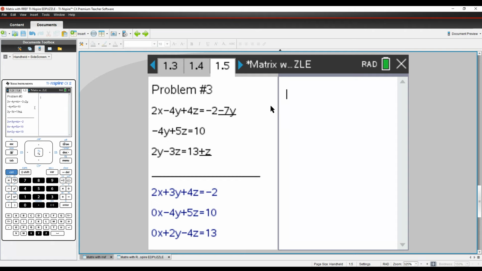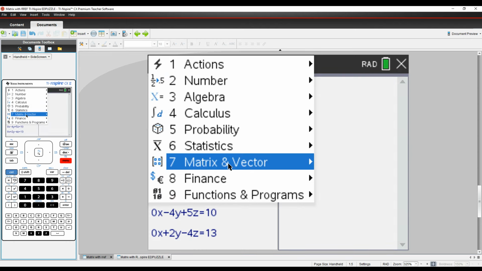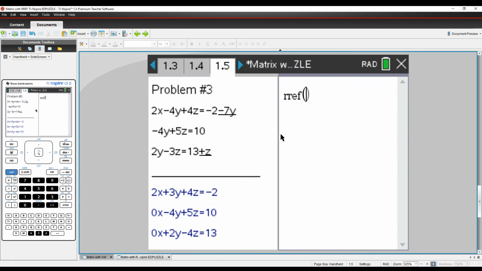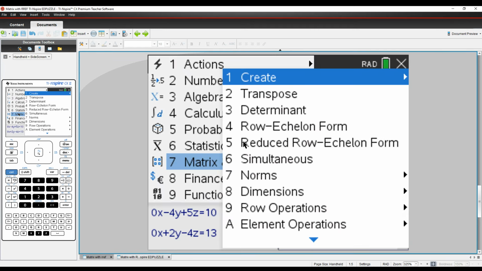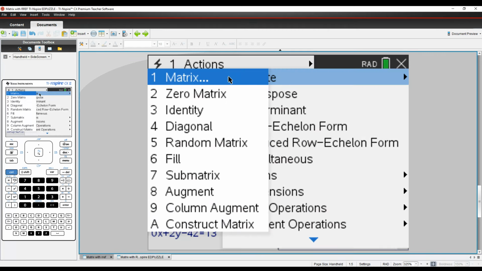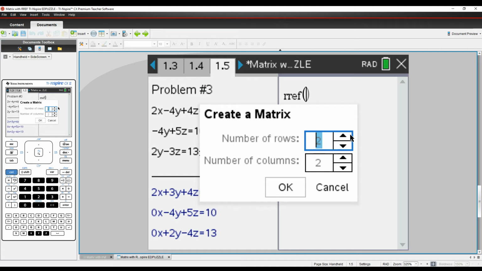Now I'm going to click on menu, matrix, reduced row echelon form. Remember that I need to see this in here for the calculator to actually do something with my matrix. Now menu, matrix, I'm going to create a matrix. It's going to be a 3 by 4.